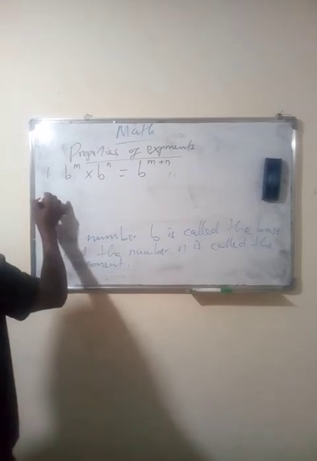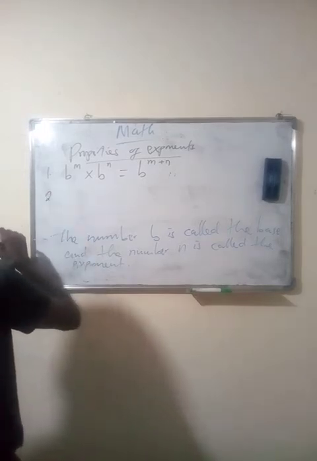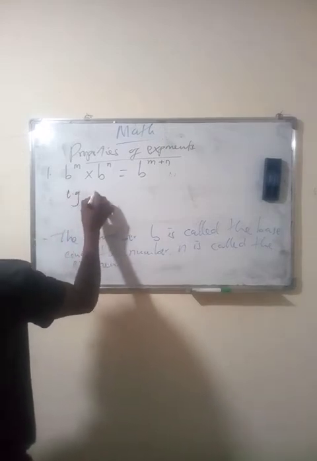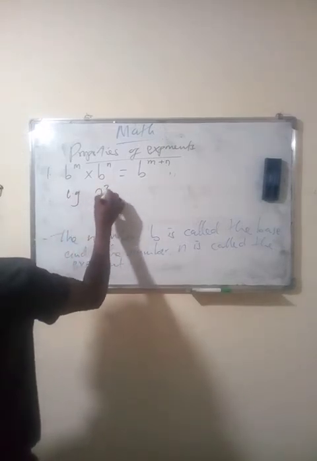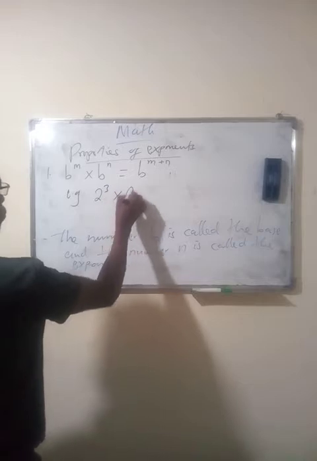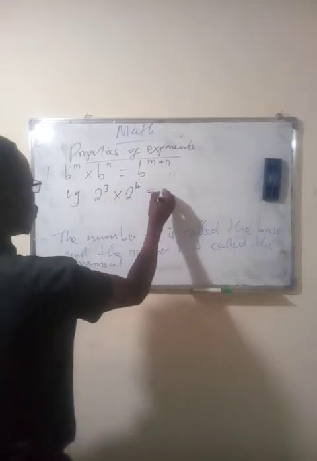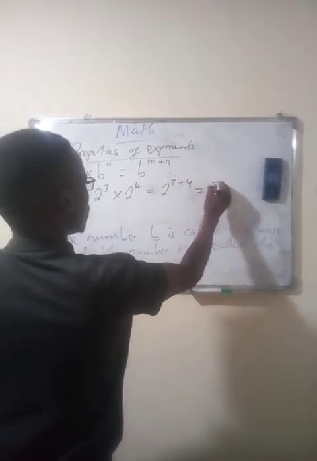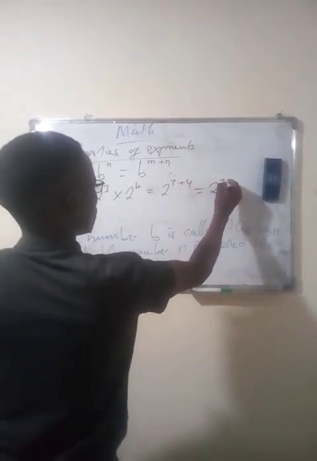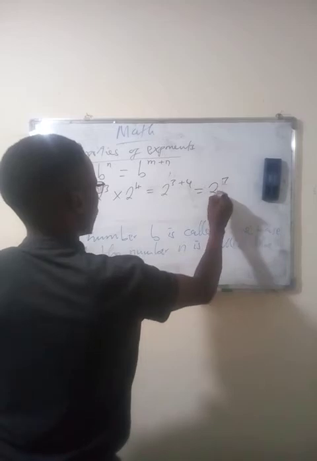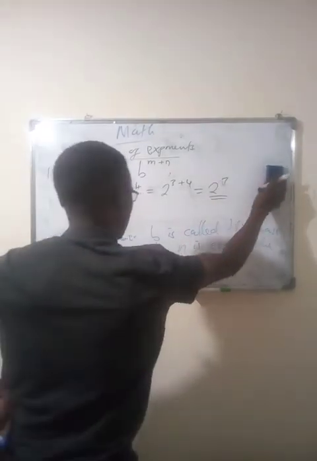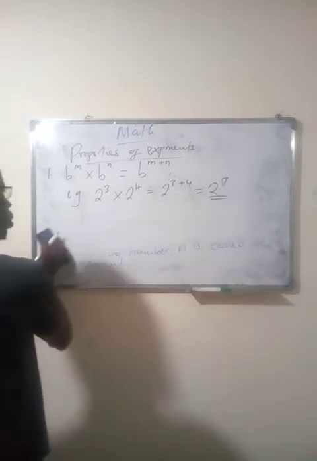Then, number two, or maybe let me give an example first. For example, if we have, let's say, 2 to the power 3 multiplied by 2 to the power 4, this is going to be equal to 2 to the power 3 plus 4, which is equal to 2 to the power 7, right? And then you can evaluate the value of 2 to the power 7. Okay.